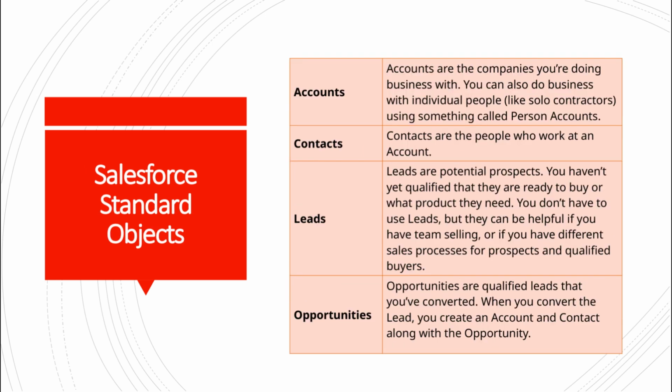In Salesforce, we use standard objects to keep things organized. Accounts are the companies you work with, while contacts are the specific people at those companies. Leads represent potential prospects you haven't fully qualified yet. Once a lead shows they are ready to buy, you convert them into an opportunity, which is where you track the actual deal through to the finish line.